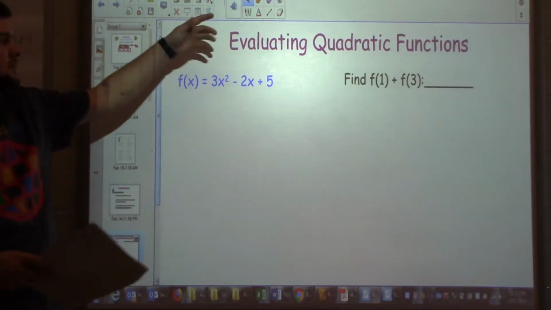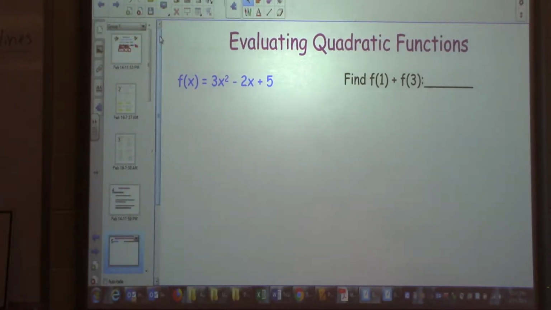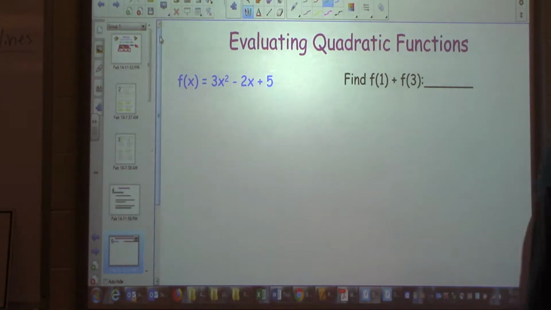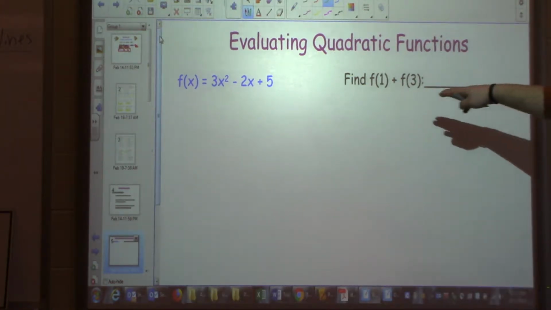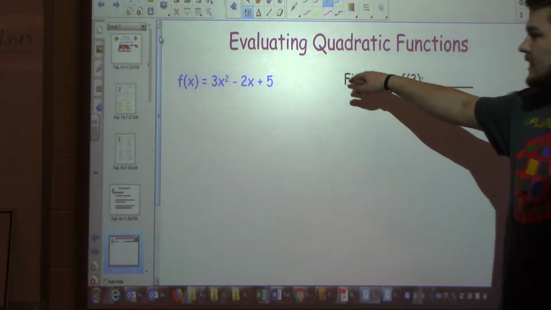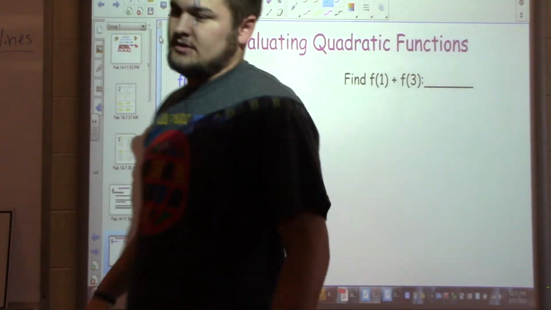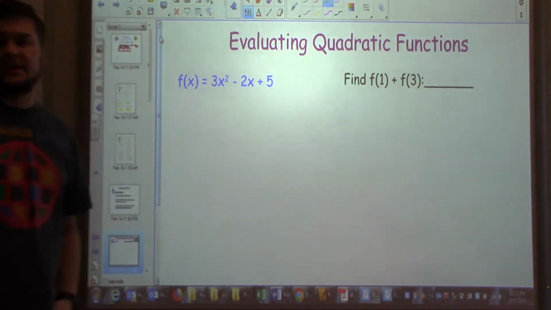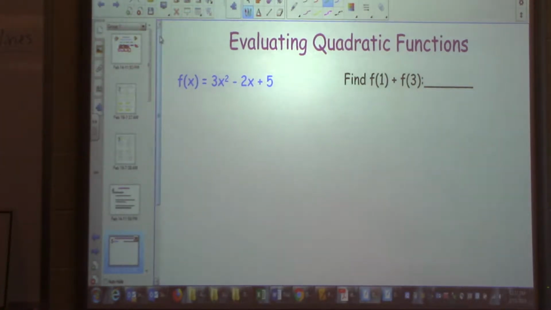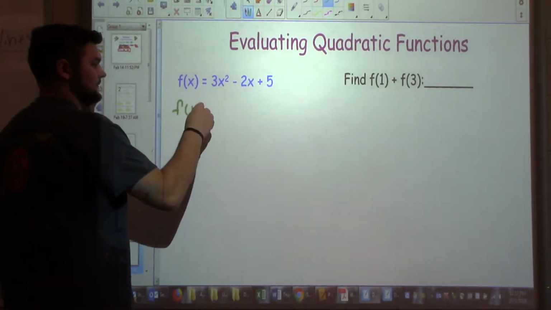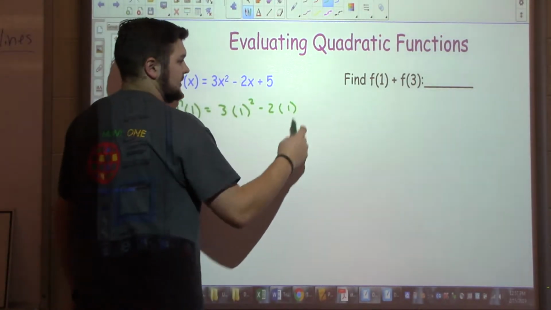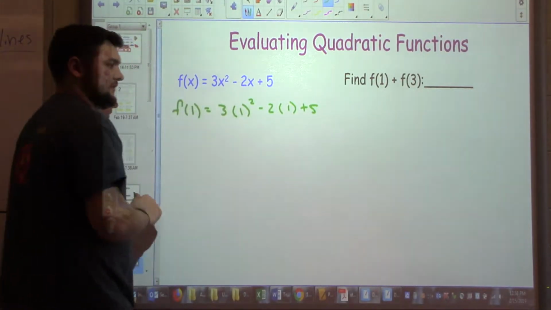Alright, so first we're going to do, really easy, evaluating quadratic functions. Just like we evaluate any function. If I have f of 1, what should I do? Plug 1 in for x. So I'm going to figure out what both f of 1 and f of 3 are separately, and then add them together. F of 1 equals 3 times 1 squared minus 2 times 1 plus 5.